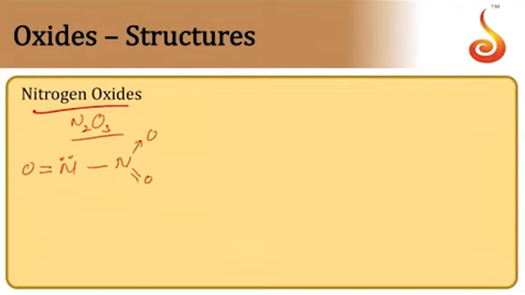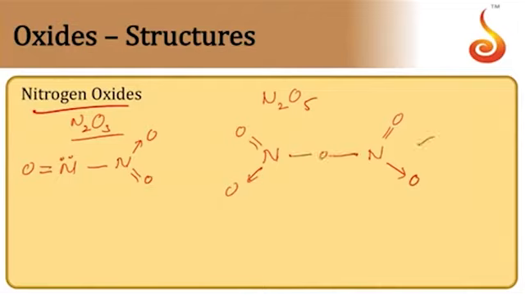NO2 is the structure of the N2O3 molecule. When you take the N2O5 molecular structure, it can be taken as two NO2 units joined together through one oxygen atom. So two NO2 units are there, one NO2 unit, and then one more NO2 unit on this side, bonding through one oxygen atom between these two. This is the structure of the N2O5 molecule. So trioxide and then pentoxide we have.